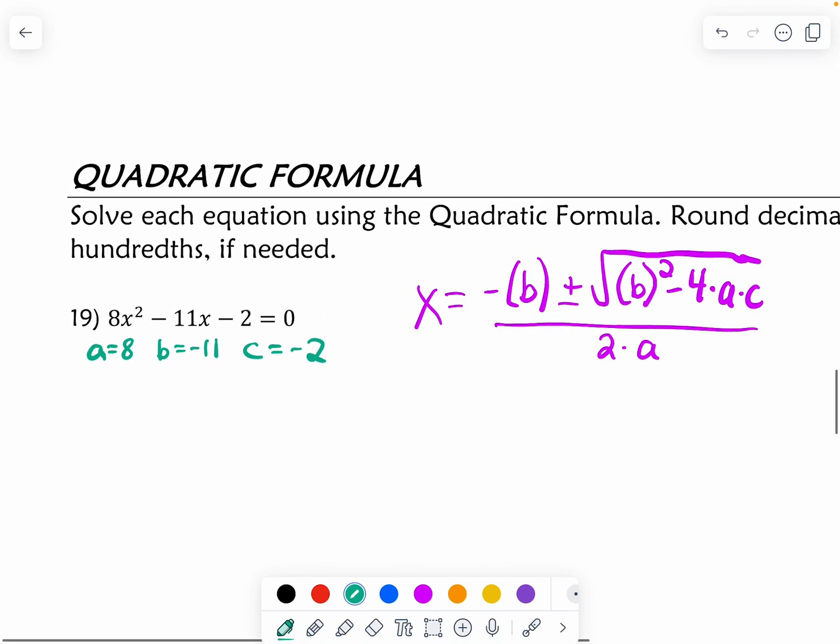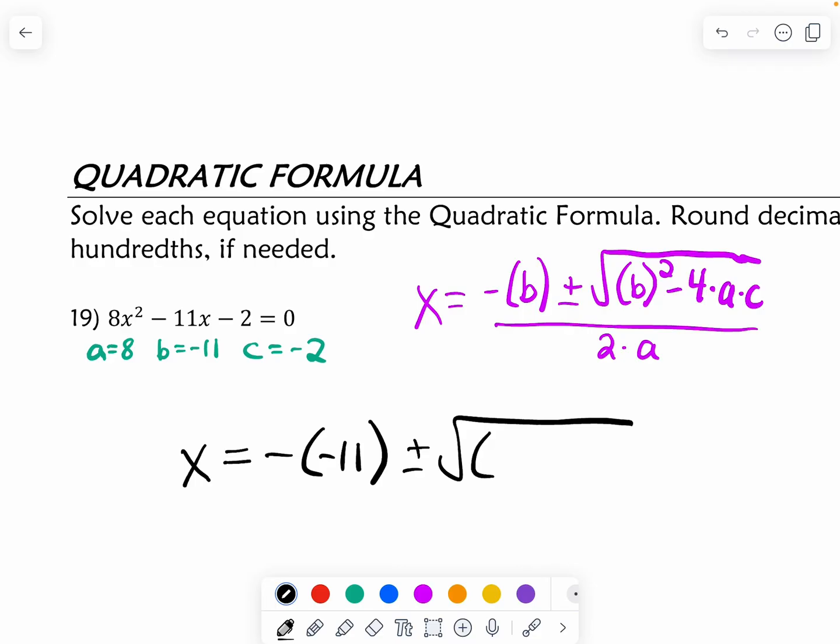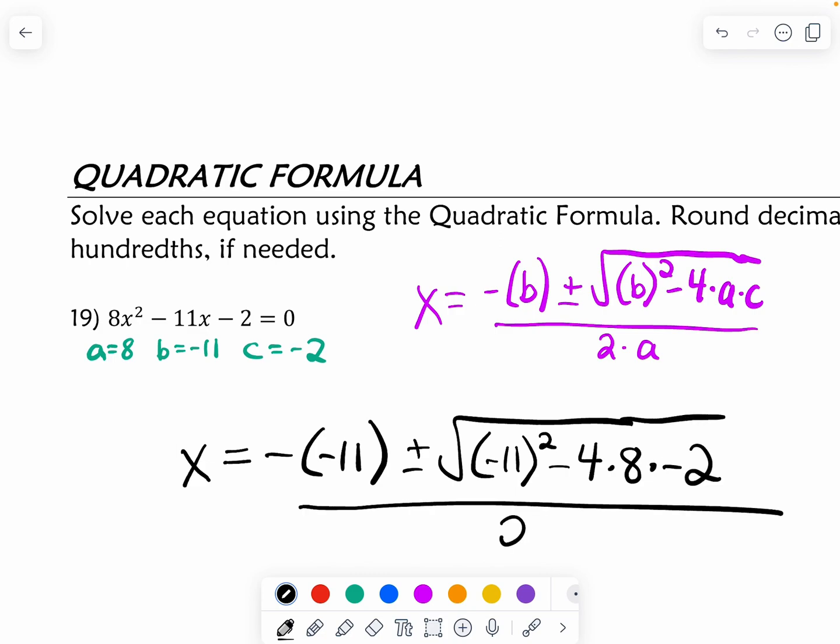Then all I do is plug it into the formula. So x is equal to the opposite or negative whatever b is. Notice that negative sign stayed out front, and I also had a negative sign with the 11. So that's how I write that. And then here, b is -11. Don't forget the parentheses there. The squared should be on the outside. Minus 4 times a, which is 8, times c, which is -2. All over 2 times a, which is 8.